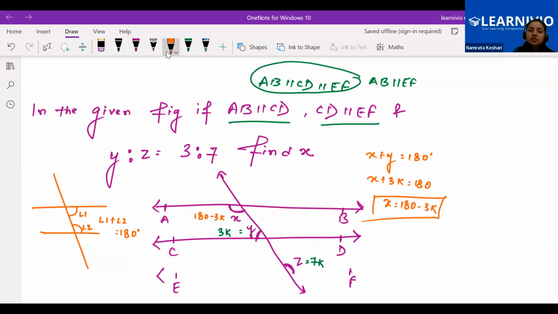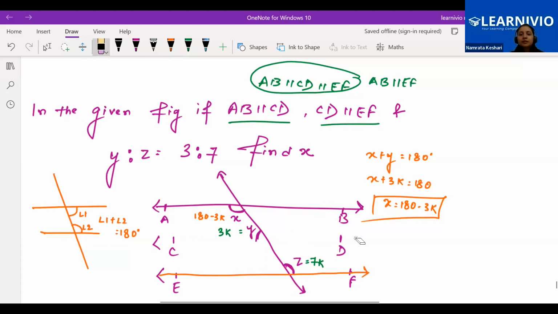Now there is one more line, that is EF. Now we will focus on AB and EF. Okay, let me wipe the middle line. X and Z are a pair of alternate interior angles, and hence will be equal. Yes or no?